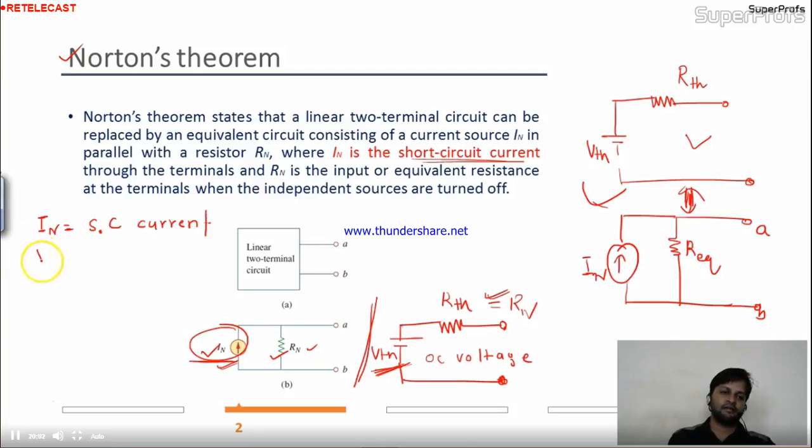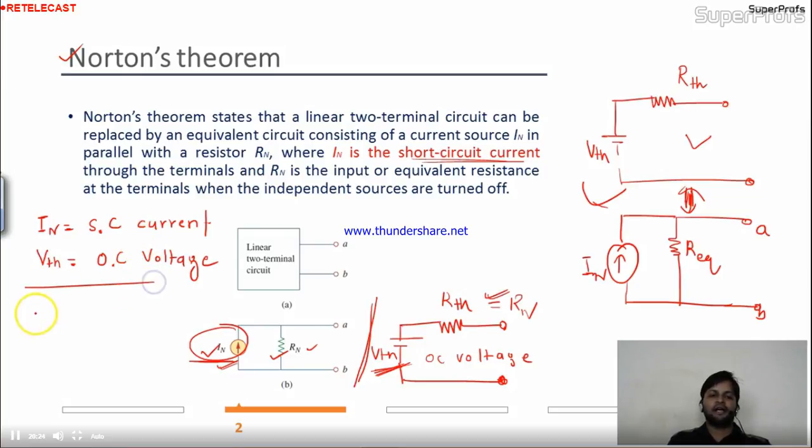Okay. In the Thevenin theorem, VTH is nothing but the open circuit voltage. So to calculate the voltage across the terminal, we have to open the terminal. To calculate the maximum current in the terminal, we have to short the terminal points. Is it okay to you people? And Rn and Rth are the same in both cases because the resistance value is not going to change. This is nothing but Norton's theorem.